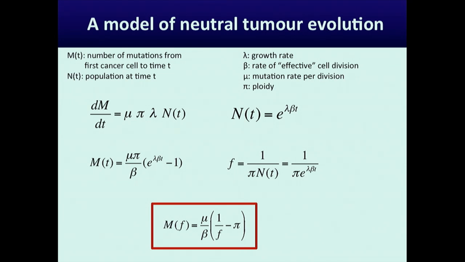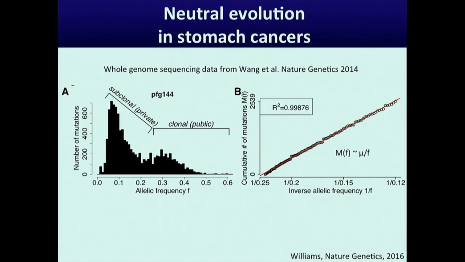And so this is a testable prediction now. We have a mathematical form that says this is what the variant allele frequency histogram should look like under neutrality, and we can go and look for this in the data. Moreover, if it does look like this, we can measure this parameter mu over beta and get some measurement of the in vivo per cell mutation rate. And so that's what we went to do.